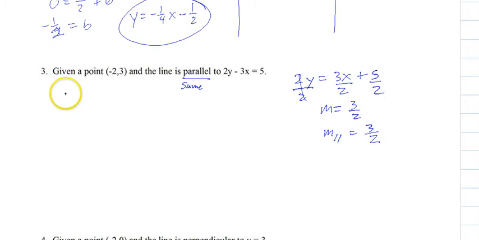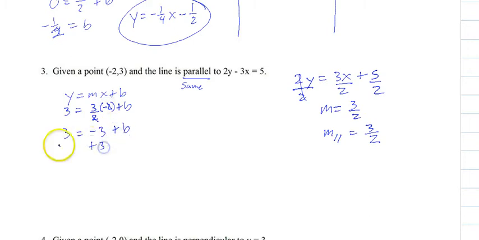I'm only going to do one method this time, the one I prefer, which is the y equals mx plus b. So we plug in our x, which is -2. We plug in our y, which is 3. And our slope, which is 3/2. And then we can simplify, which gives us -3. Add the 3, which gives us 6. And there's our equation. So y equals 3/2 x plus 6.